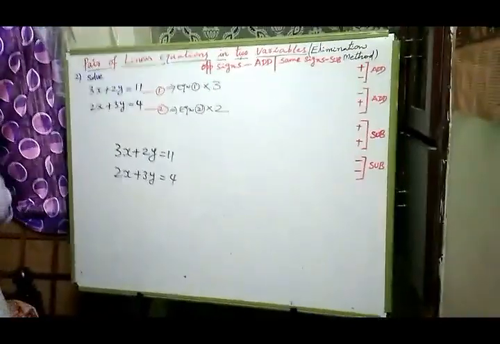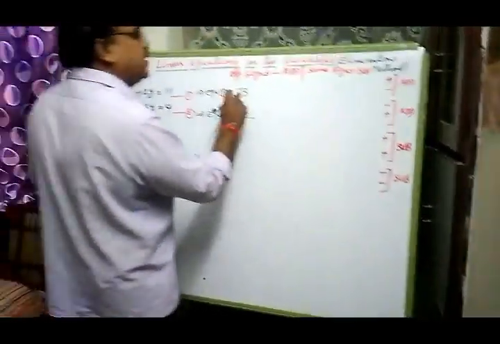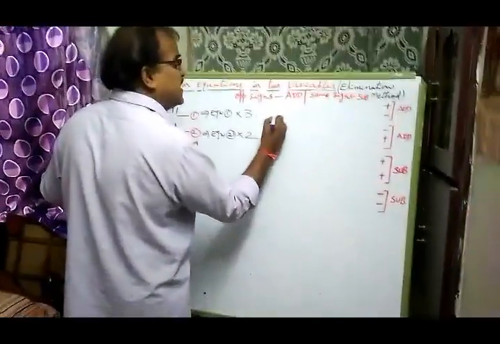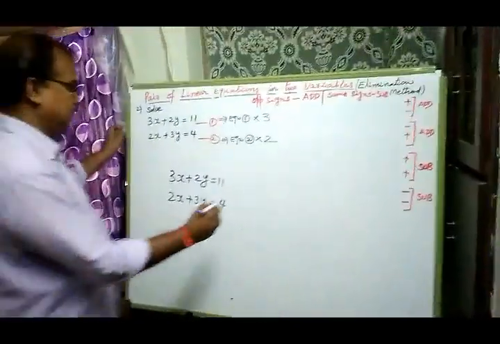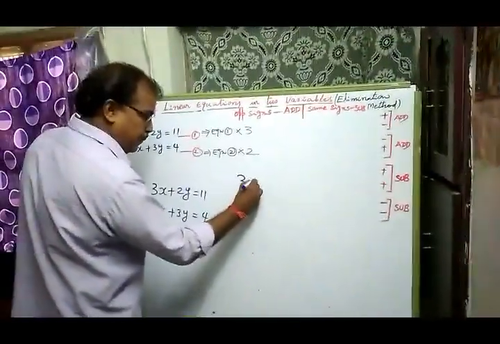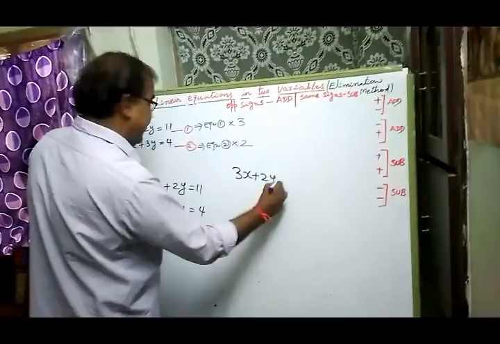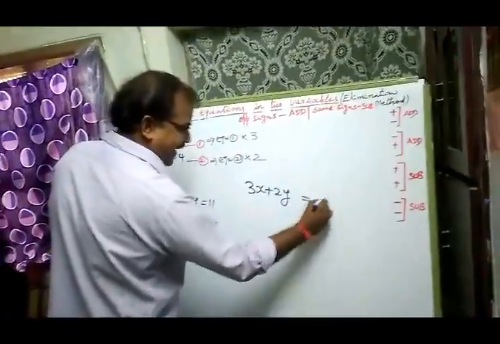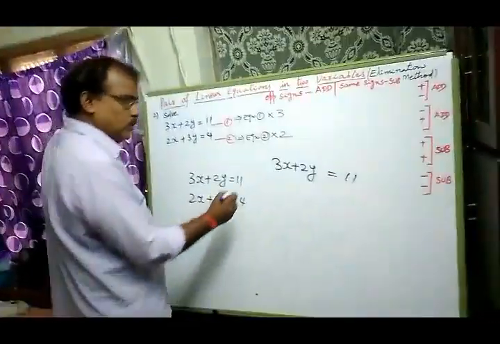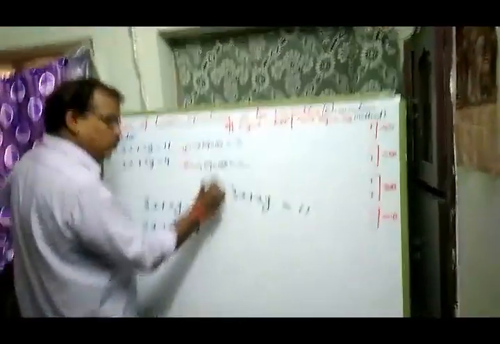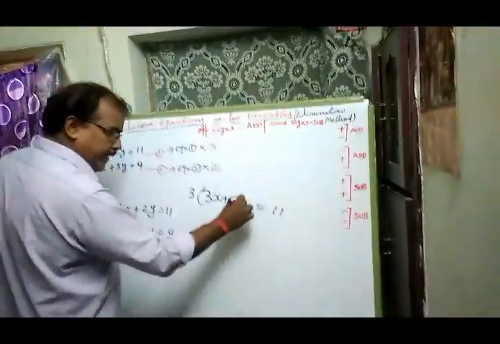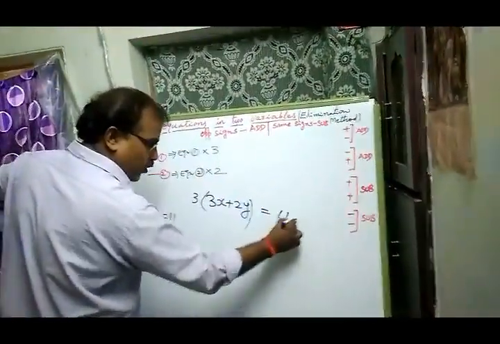Now, equation 1 into 3, that implies the full 3x plus 2y is equal to 11. This is the equation. So if you multiply into 3: 3 into 3x plus 3 into 11.